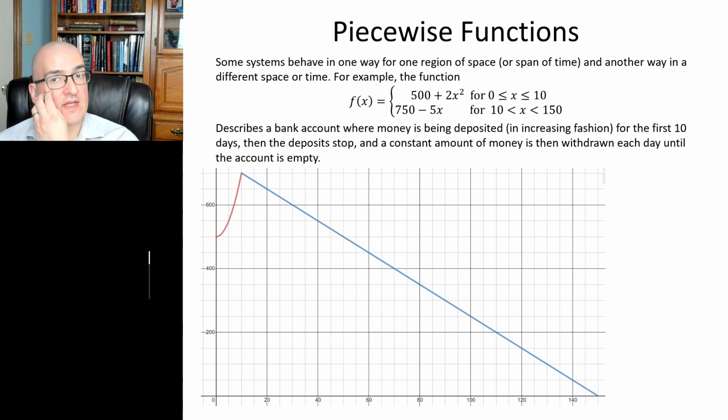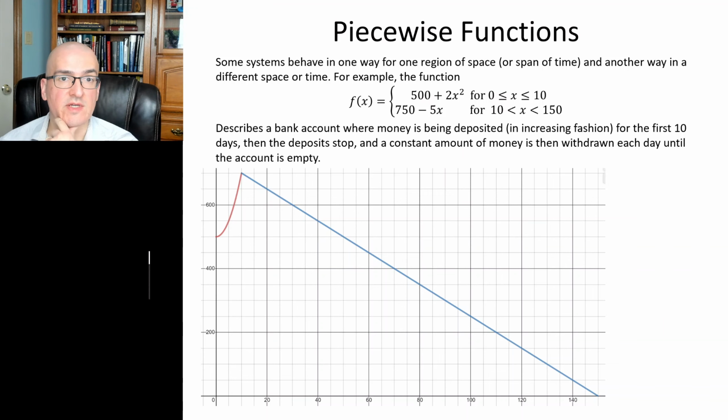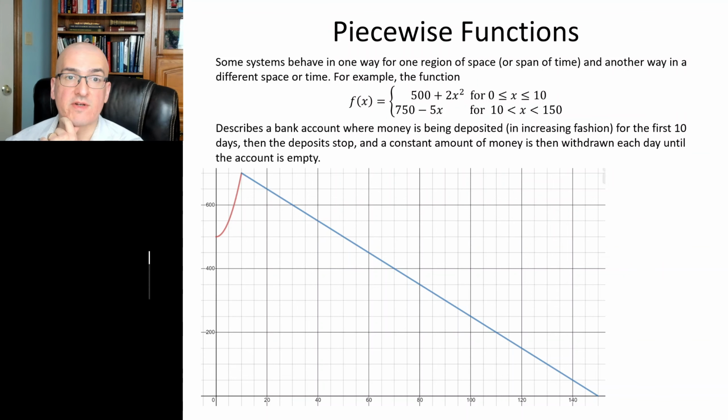This function f of x is equal to 500 plus 2x squared for x between 0 and 10. And then it's equal to 750 minus 5x for x between 10 and 150. Now that first part, the top part of the piecewise function, the part that corresponds to x values between 0 and 10, that might look familiar. That was from the beginning of the week of the antiderivative material, motivating antiderivatives, motivating the definite integrals rather.